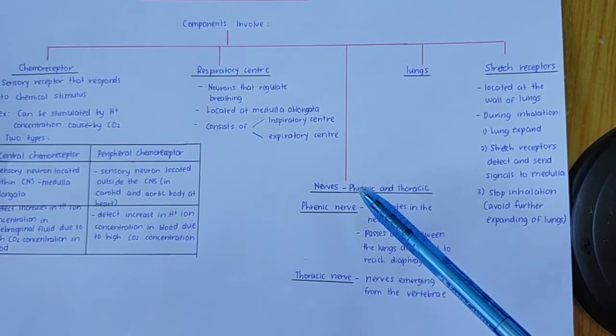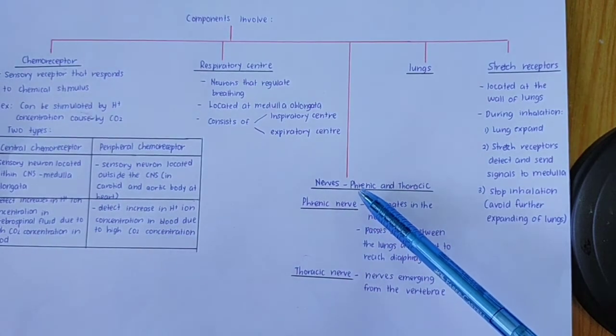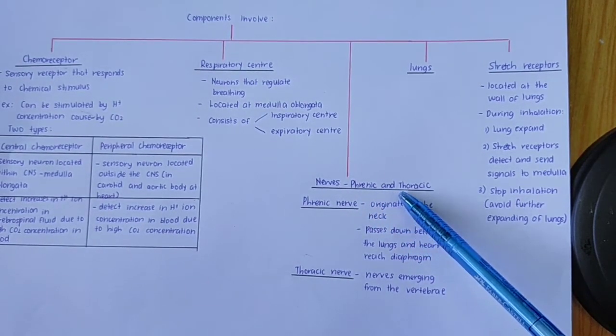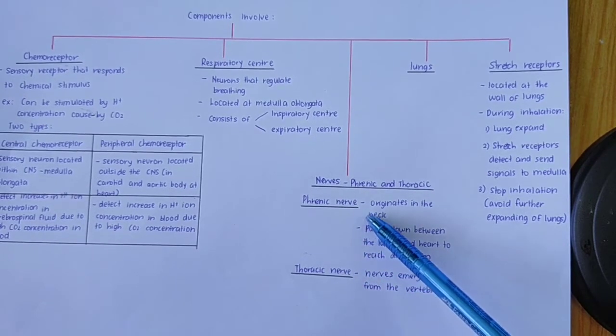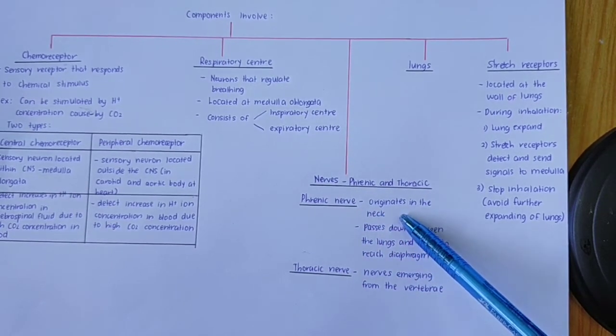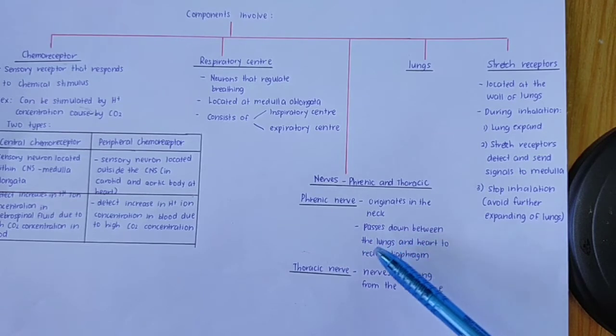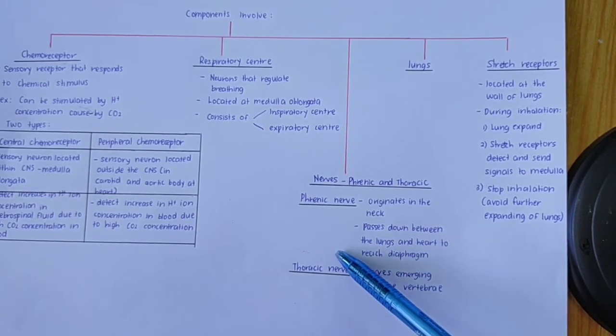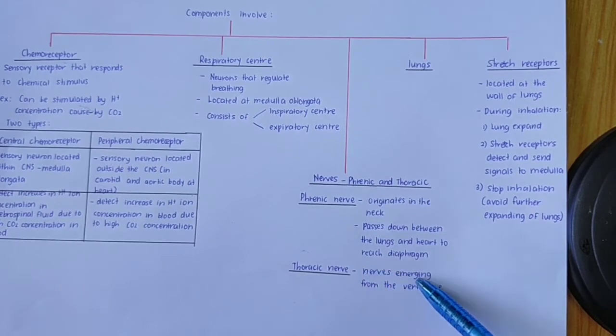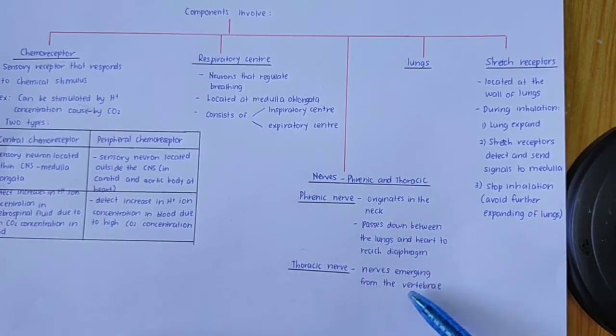The next component is nerve. This nerve consists of phrenic and thoracic nerve. First of all, we look at the phrenic nerve. Phrenic nerve originates in the neck and passes down between the lung and heart to reach the diaphragm. While thoracic nerve is the nerve emerging from the vertebrae.